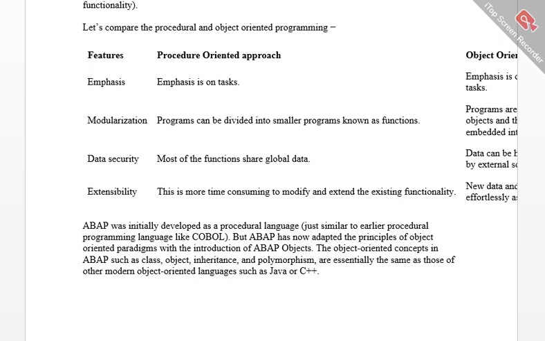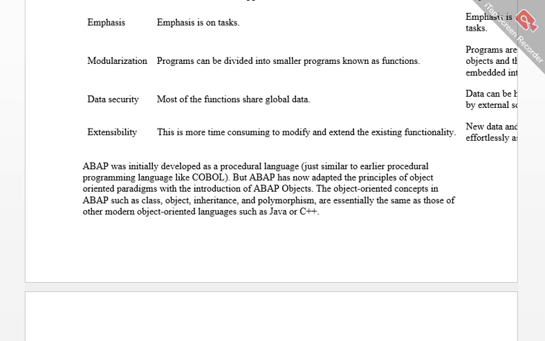ABAP was initially developed as a procedural language, just similar to earlier procedural programming languages like COBOL. But ABAP has now adopted the principles of object-oriented paradigms with the introduction of ABAP Objects. And the object-oriented concepts in ABAP, such as class, object, inheritance, and polymorphism, are essentially the same as those of other modern object-oriented languages such as Java or C++.